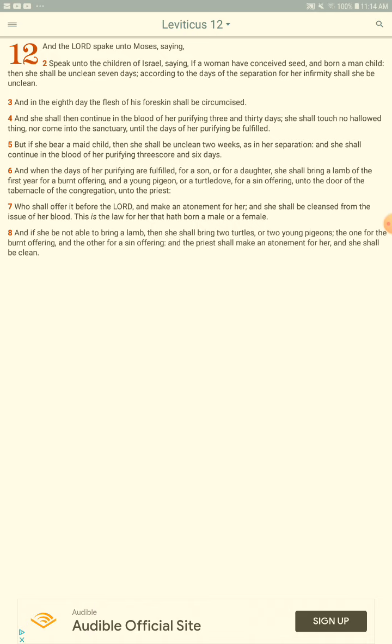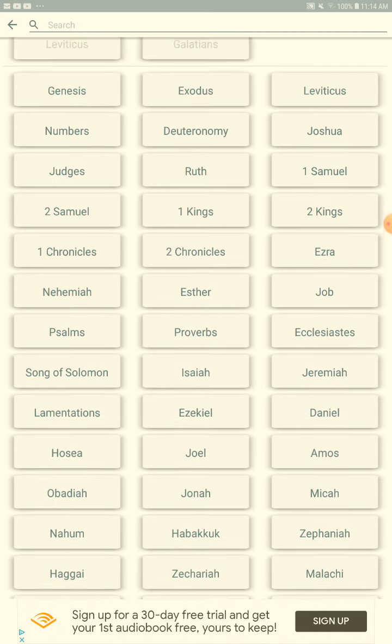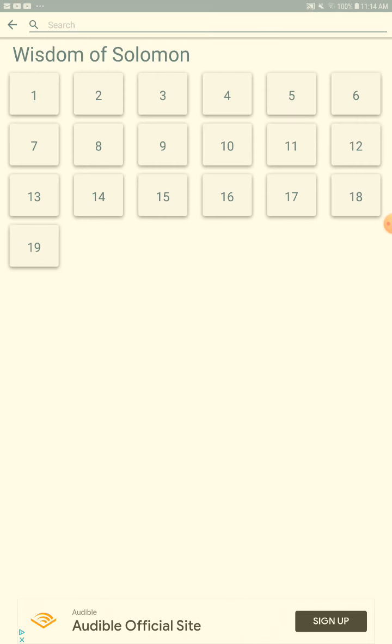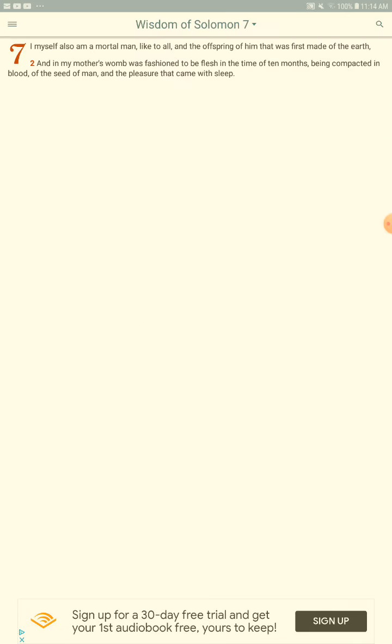I think that was all we needed, and we know Mary followed this law, according to the scriptures. That lets you know the baby had to be of the seed of man. And then we go to Wisdom of Solomon, the 7th chapter.